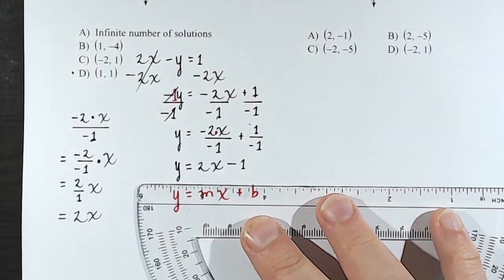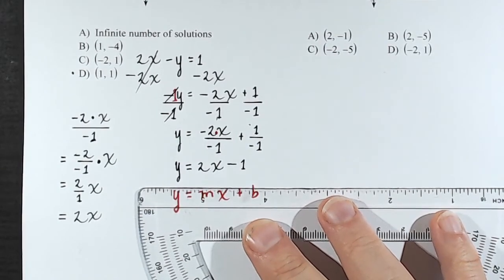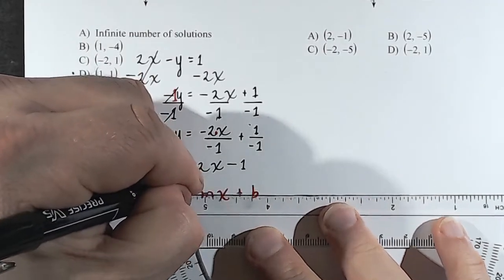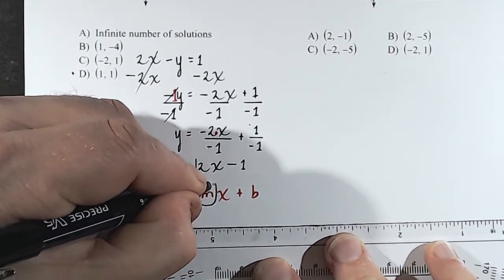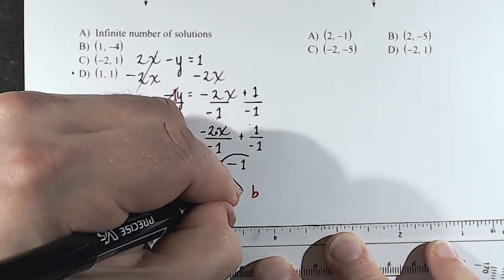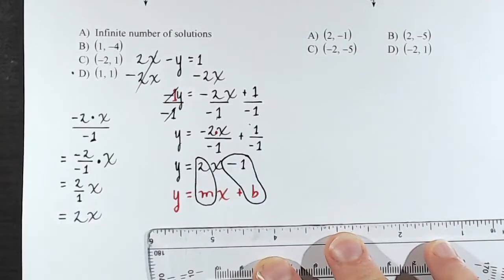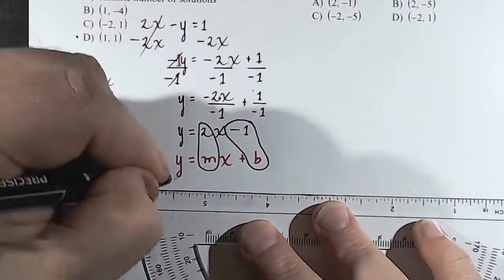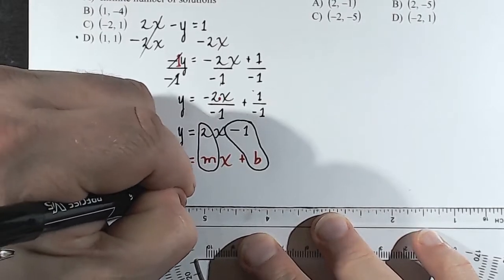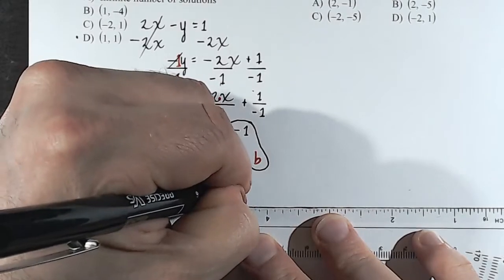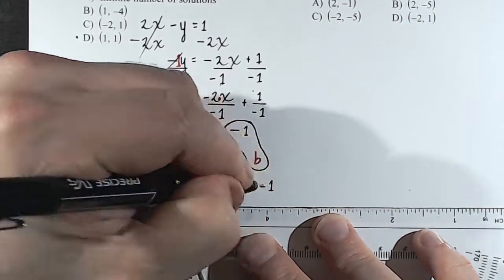So once you get the equation in this form, y equals 2x minus 1, you can identify the slope, m, as 2, and you can identify the y-intercept, b, as -1. Those two things are important. So for this equation, the slope m equals 2, and the y-intercept equals -1.